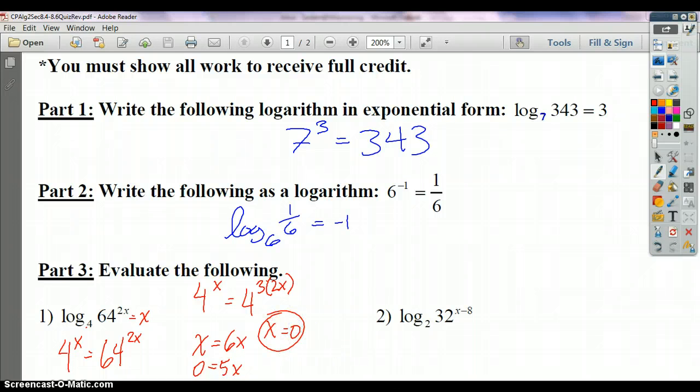Okay? So there is number 1. You should get x is 0. Everybody's happy.